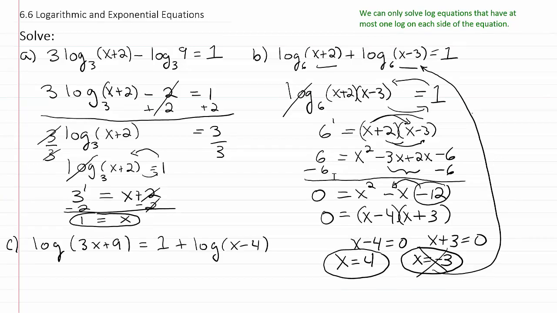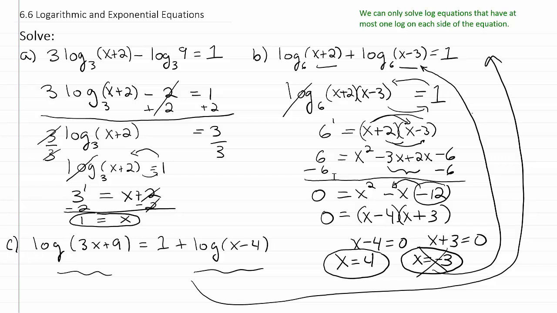All right, so let's take a look at example C. You'll notice that we have just one log on each side of the equation, which according to this rule then means the equation should be solvable.